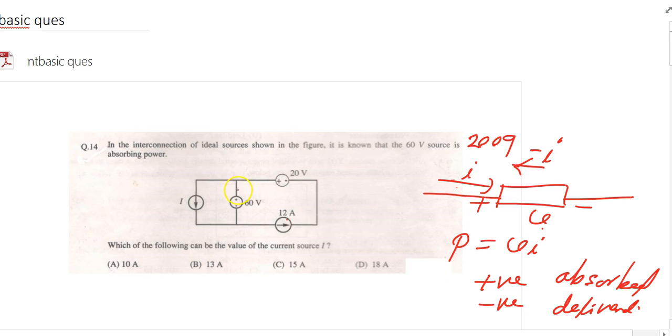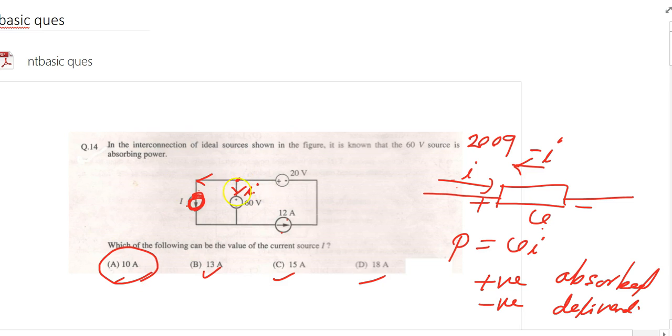In this given question, the I should be positive and flow in this direction for power being absorbed by the 60 volt source. That means once that 12 ampere current is coming, some current will go here and less than 12 ampere will be flowing through this current source. So out of the four options, only this one is matching.